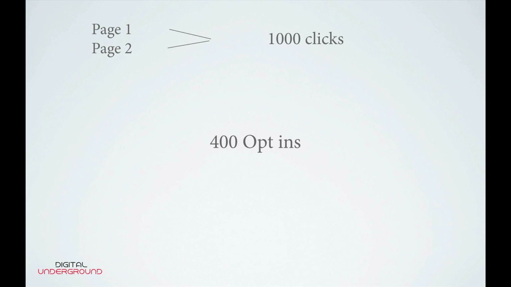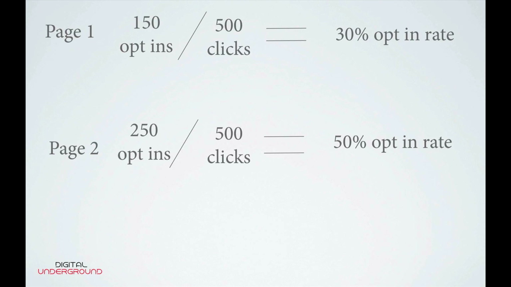So the data is that we have 1,000 clicks going to page 1 and 2 at a rotating rate. Out of those 1,000 clicks, we got 400 opt-ins. So we start looking at our metrics. Page 1, we got 150 opt-ins out of 500 clicks, which equals a 30% opt-in rate. Page 2, we got 250 opt-ins out of 500 clicks, and we got a 50% opt-in rate.